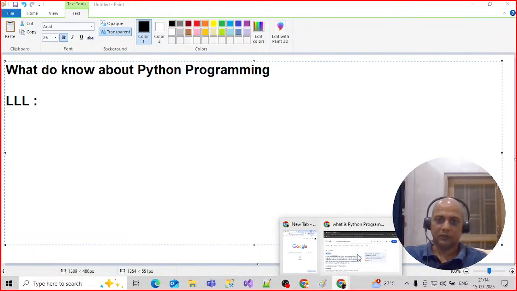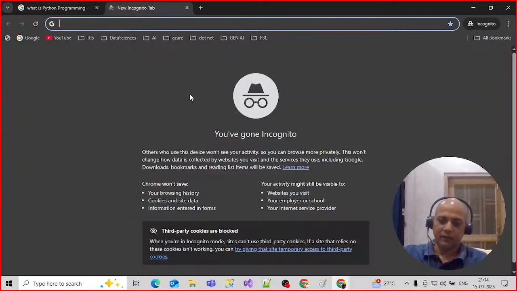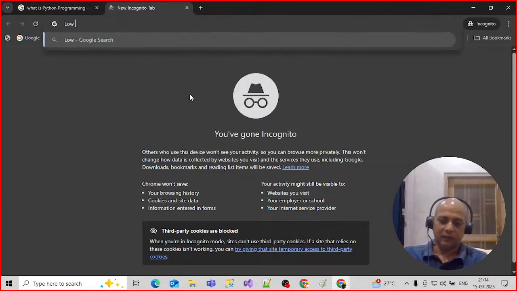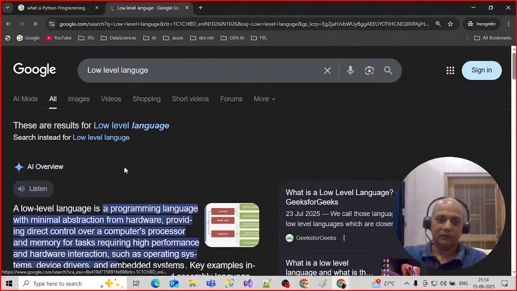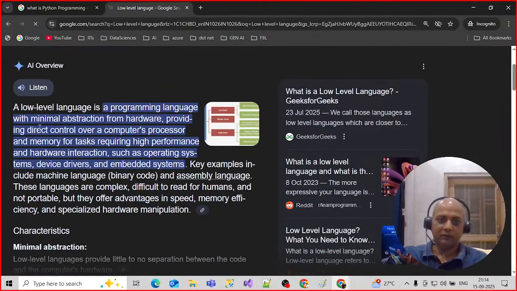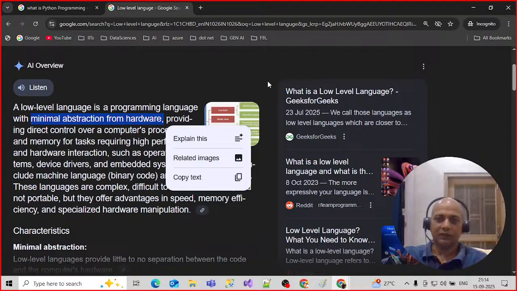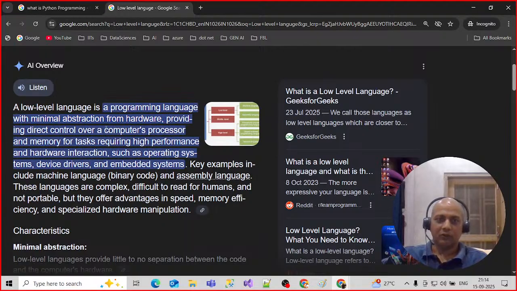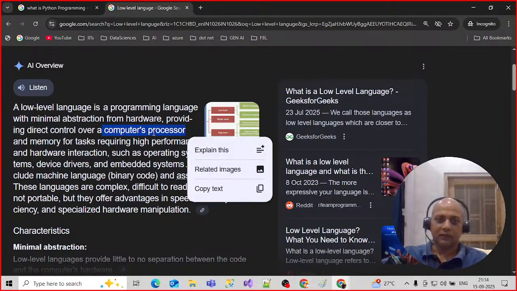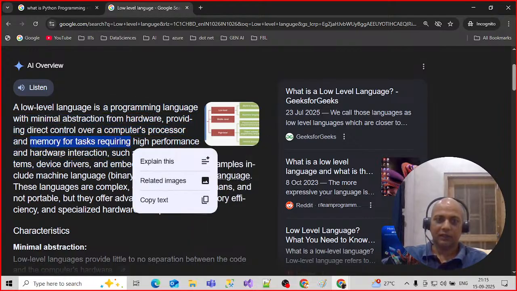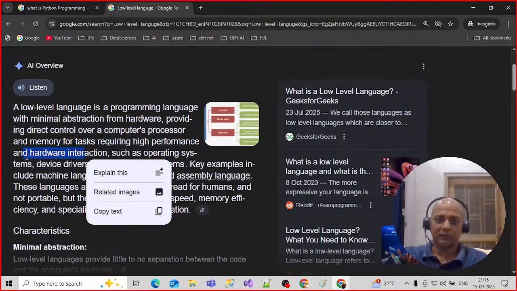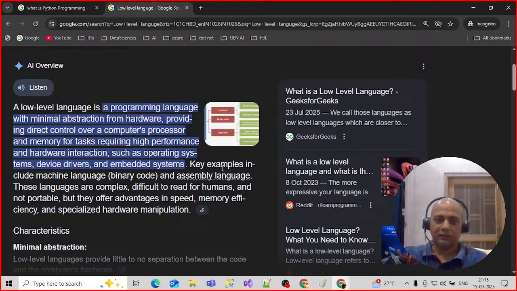So let me check this one. Low level language, correct? Understanding each part is very important. So a low level language is a programming language with minimal abstraction from hardware, right? It will be directly working with hardware, providing control over the computer processor and memory, for tasks requiring high performance hardware such as operating systems, device drivers, embedded systems, all that.